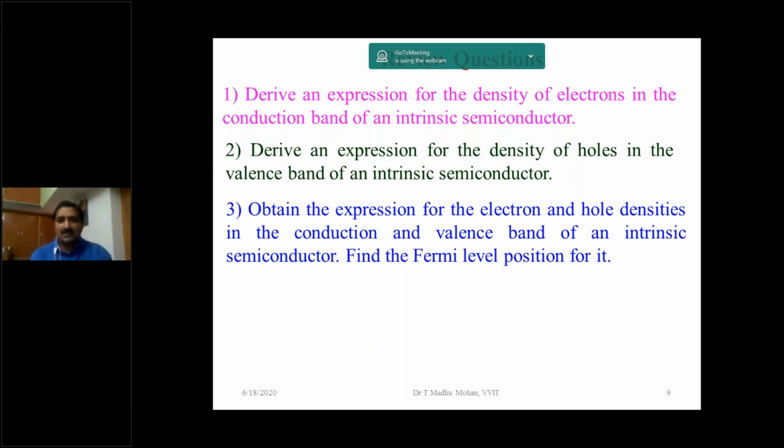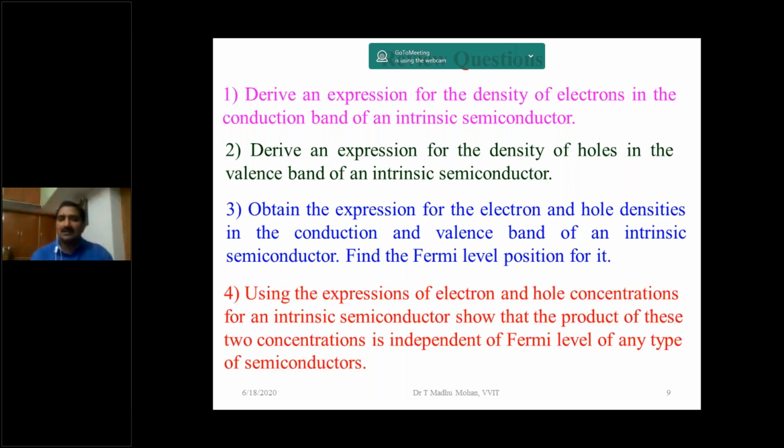Last one. Using the expressions of electron and hole concentrations for an intrinsic semiconductor, show that the product of these two concentrations is independent of the Fermi level of any type of semiconductor. That is ni squared. So these are the review questions which will come in your examination.